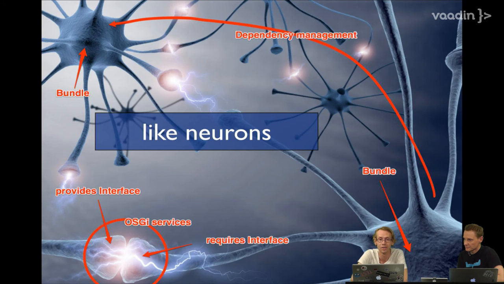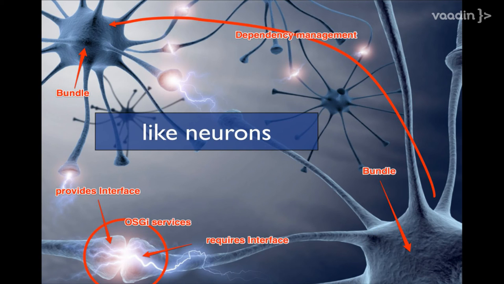OSGi is really different. OSGi behaves like neurons. There are atomic parts. These atomic parts are called bundles. And different bundles may have relations to other bundles. And there are different ways you can use the default dependency management way or the OSGi services way. So this is really something like Maven, but runtime. It's a little bit like Maven runtime, but just a little bit.